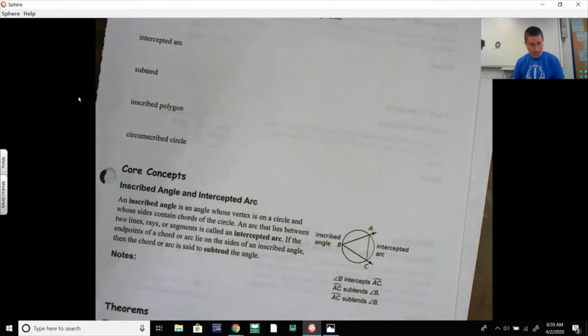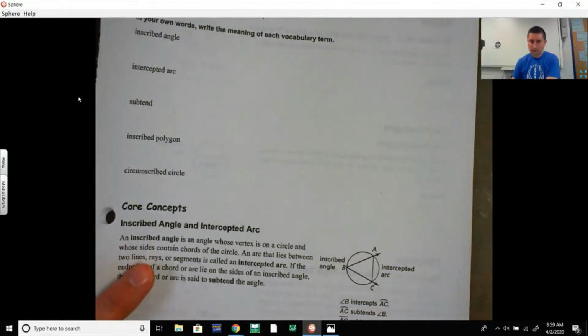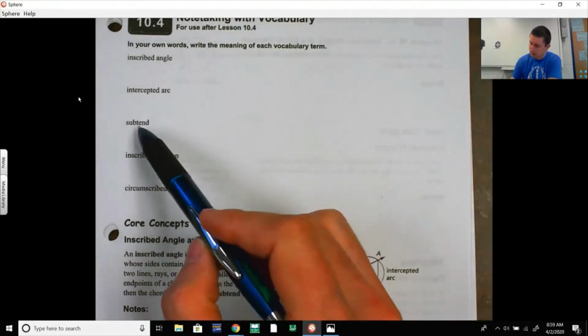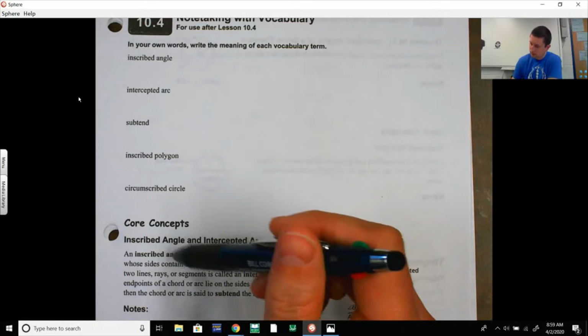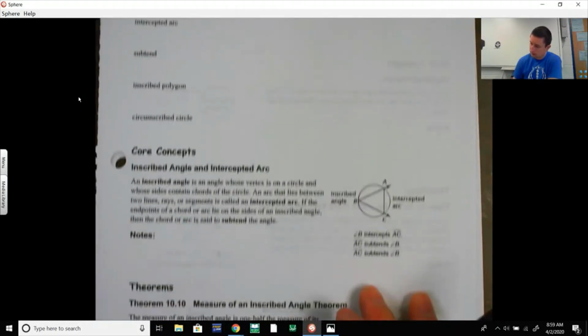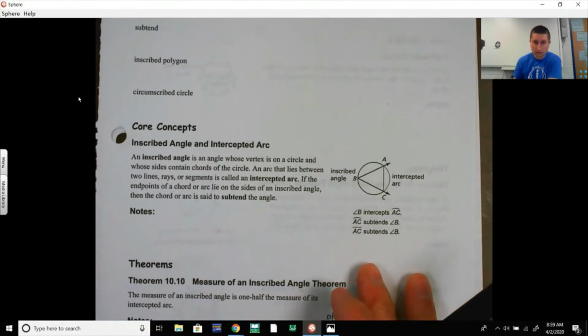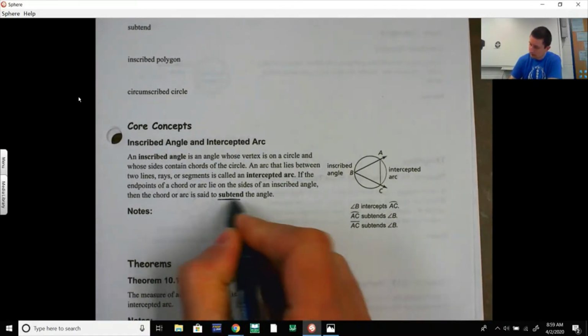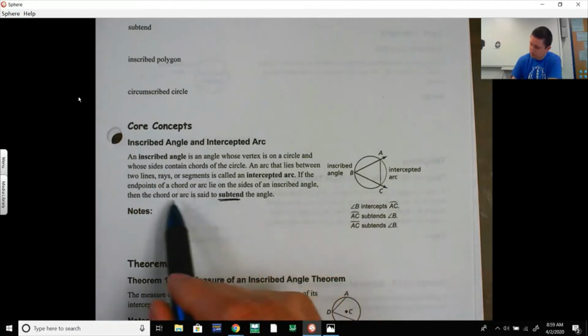Okay, next page. We'll move past that. Page 295. Here's your terminology. We've talked about some of this already. The word subtend is coming up here at the bottom. Inscribed polygon and circumscribed circle, we kind of know those already. Okay, so we've already talked about this. This is where that word subtend shows up.